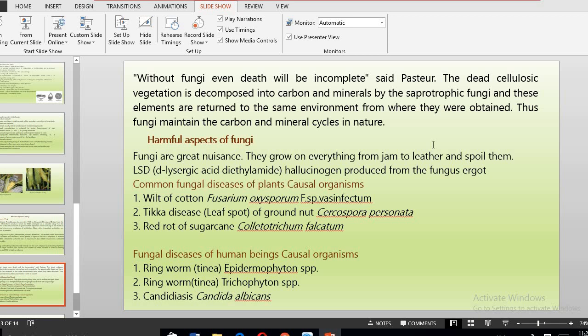Now, fungal diseases of human beings include the ringworms. This is an Epidermophyton species. That's the genus Tinea. We have the Trichophyton species also causing ringworms. We have candidiasis, and this one is just Candida albicans.